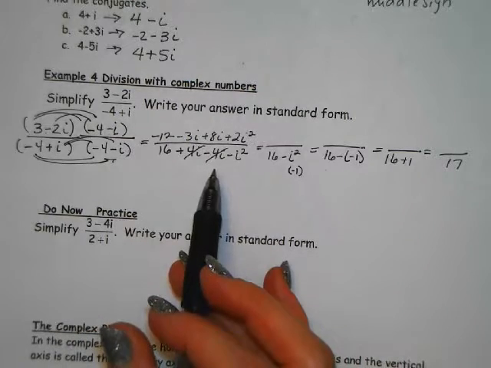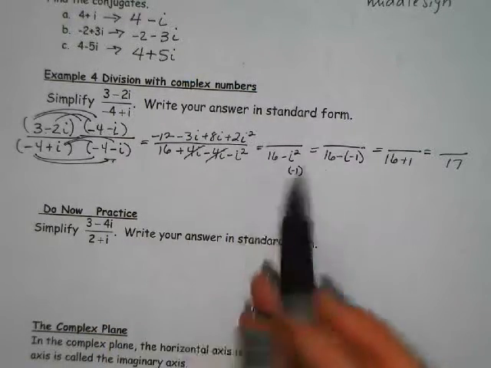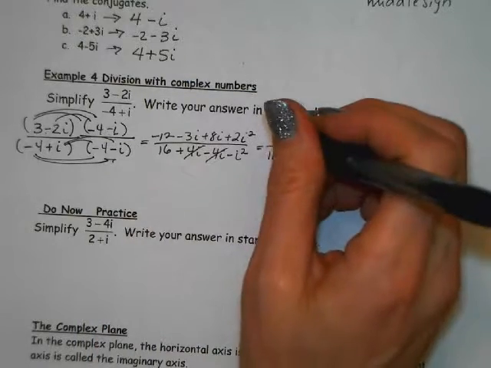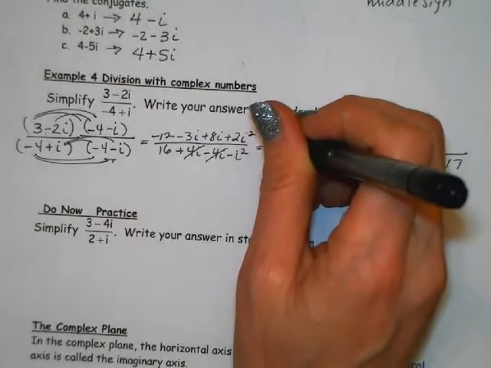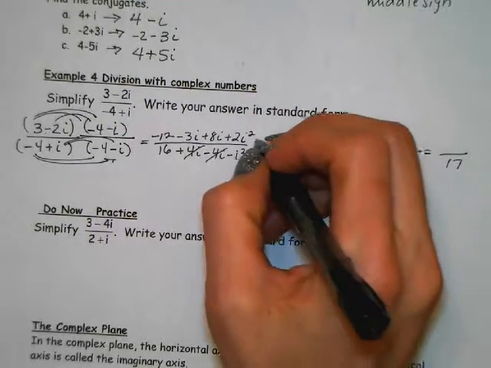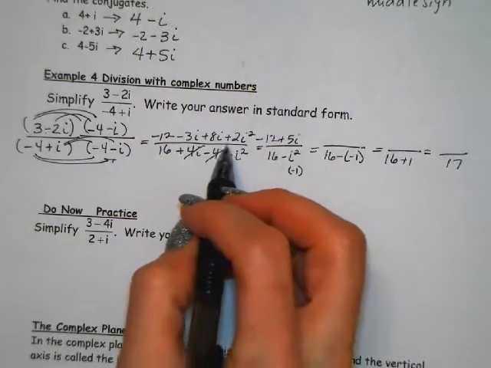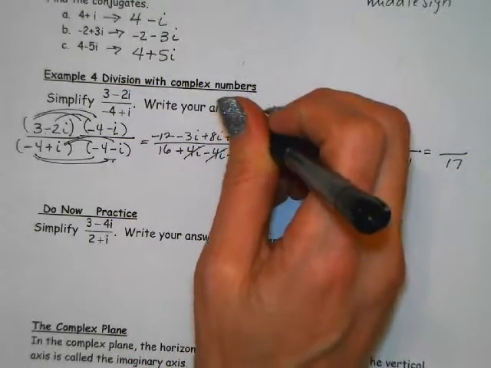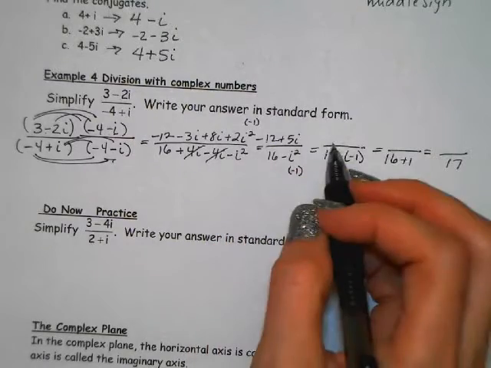Because the i times the i becomes i squared. So similar to what we did below, we want to combine our like terms. So I have the negative 3i and the positive 8i, that's going to be a positive 5i. And then I'm going to have a negative 12 here. And then I have a 2i squared. Well, i squared we know to be negative 1. So this really becomes negative 2.